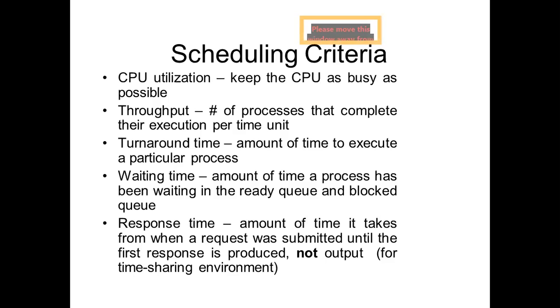Okay, waiting in a ready queue and also in the blocked queue. So there are two types of queue. First is called the ready queue and another is the blocked queue. So the amount of time a process has been waiting either in the ready queue or in the blocked queue, that is called the waiting time.